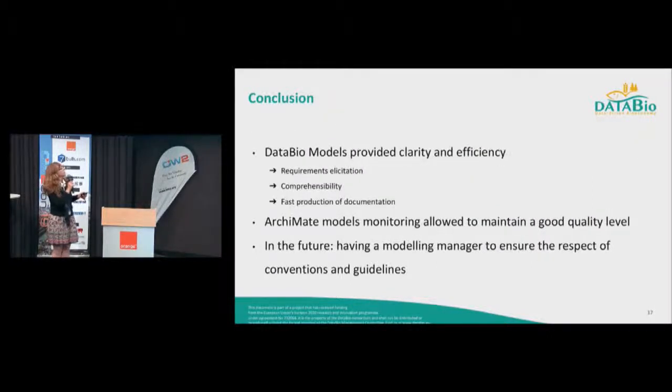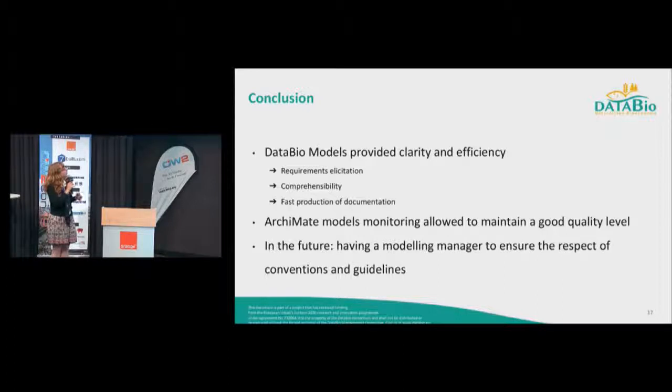So for the conclusion, what this approach could provide to us. Actually, we were able to have much more requirement elicitation. The comprehensibility of the whole work was much easier. And we have fast production of documentation because, of course, from the models, we could produce directly all the required documents, and in this case, deliverables. And actually, the ArchiMate models were monitored and allowed us to maintain them in good quality and to give feedback fast.